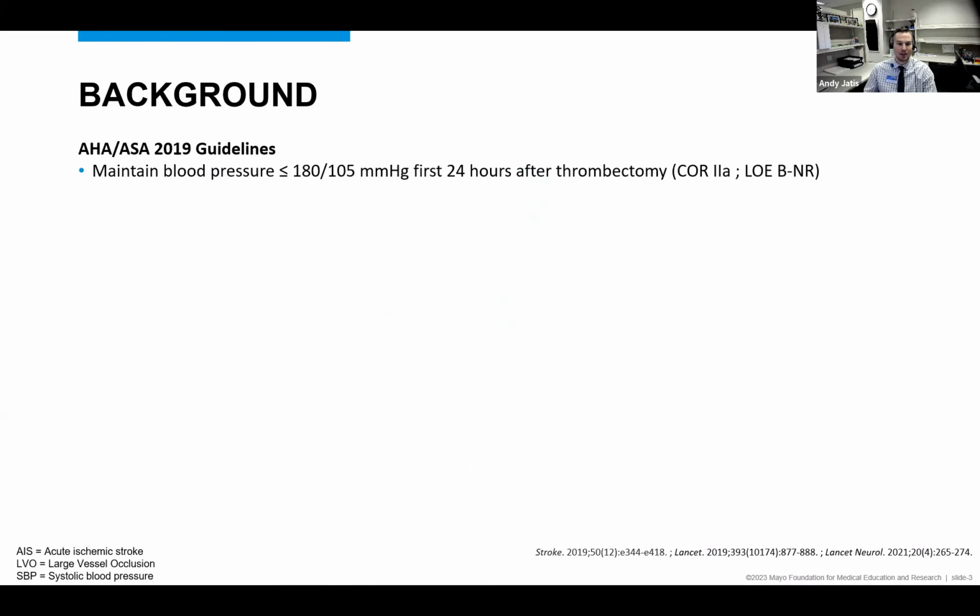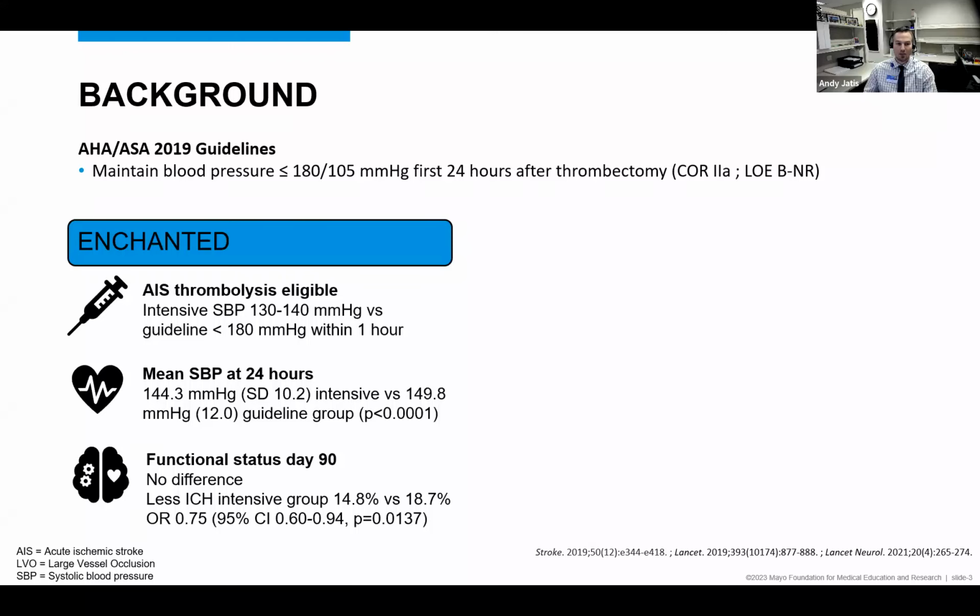So what do our guidelines suggest in our current recommendations in 2019? It's pretty vague, just recommending that we maintain a blood pressure less than 180/105 for the first 24 hours after thrombectomy. And a large portion of this recommendation stems from a lot of our data from thrombolytic therapy and is extrapolated to this patient population as we're waiting for higher levels of evidence to maybe come up with a different recommendation.